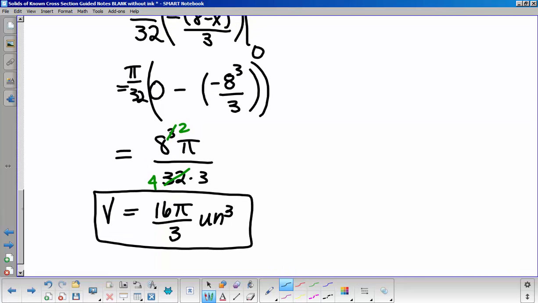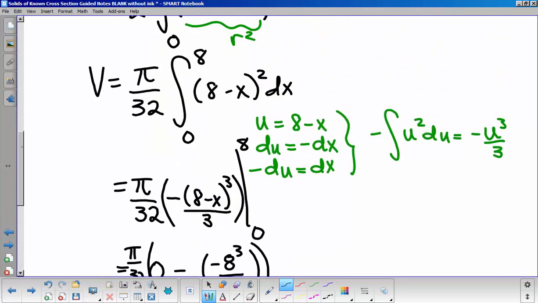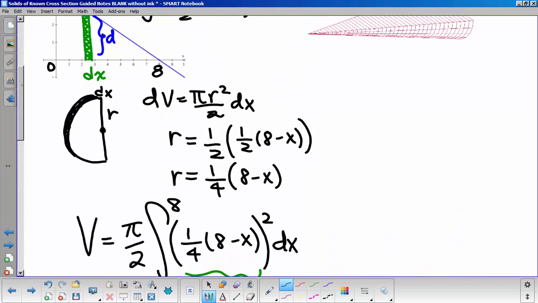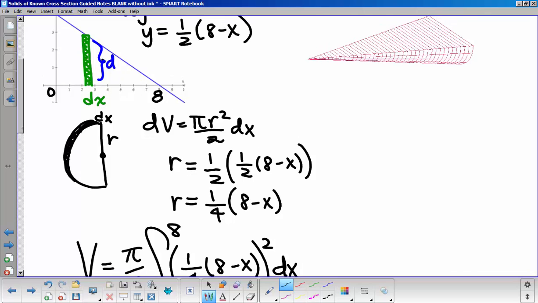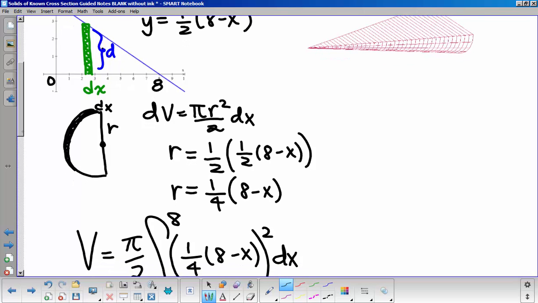So the tricky part of setting this up is you have to notice that that's the diameter and not the radius. And you have to find out what y is so you know what the diameter is, and then take half of it to set it up.